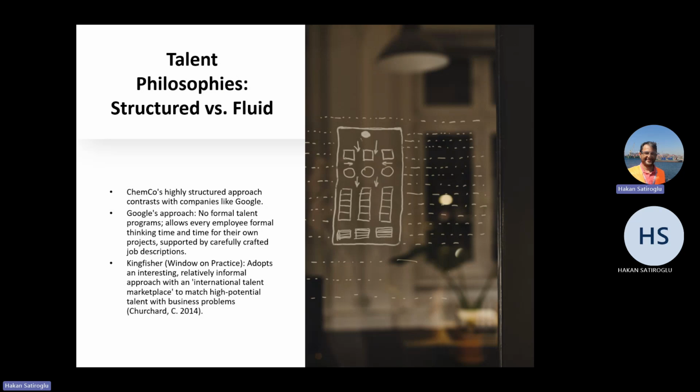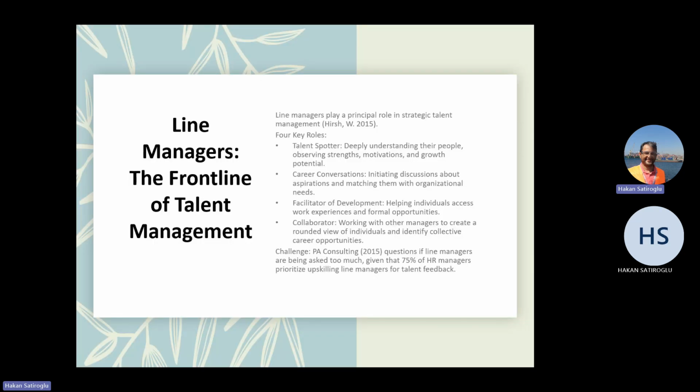Now I think we are going to come slowly to line managers and assessment in a second. I'm just checking the slide numbers, more than I anticipated, 110. Okay, now we have 17 more slides.